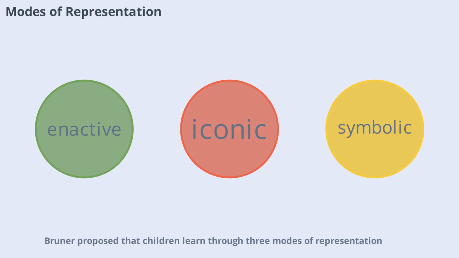Bruner proposed that children learn through 3 modes of representation: enactive (action-based), iconic (image-based), and symbolic (language-based). These modes reflect different ways of encoding and storing information. As children develop, they move from relying on physical actions to using images and eventually abstract symbols. This progression supports increasingly complex thinking and problem solving.